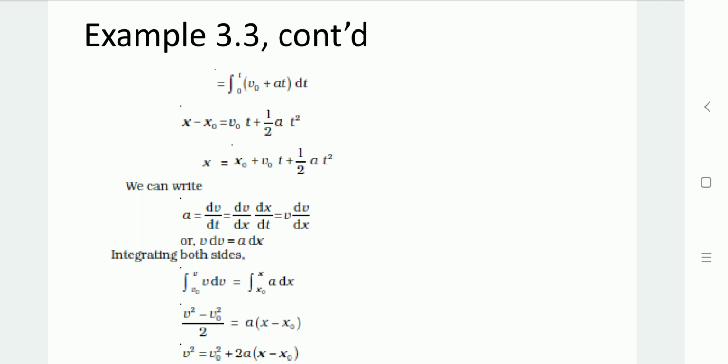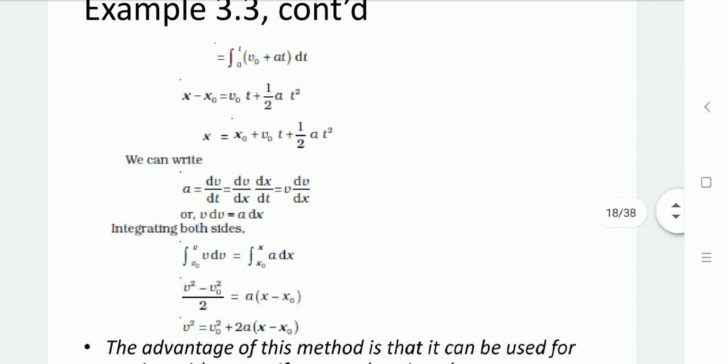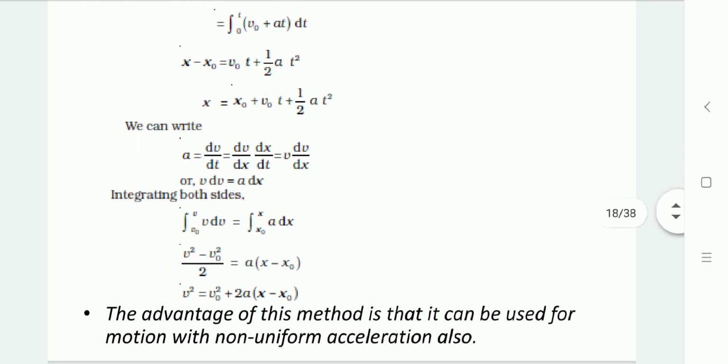Now as a equal to dv by dt, we can write it as dv by dx into dx by dt. dx by dt equals v. So that is v into dv by dx. So we can rewrite the equation as a dx equal to v dv. Now integrate this equation on both sides. Integrate v with respect to dv by applying the limit v0 to v, and integrate a with respect to x, that is dx, by applying the limit x0 to x.